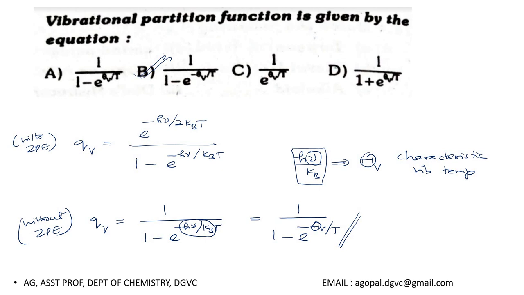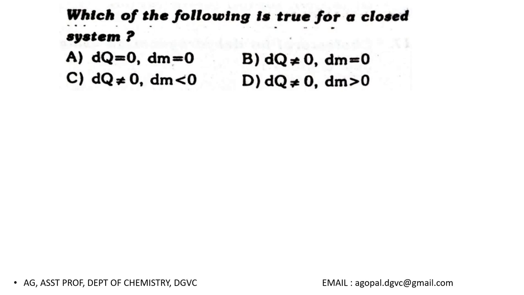Okay, so if you remember the formula, you can easily score marks for this type of question. The next question: which of the following is true for a closed system? You know very well, in a closed system, particles cannot go out or come in. Therefore, the mass of the system remains constant. So there is no change in mass. Mass change is 0, dm is 0.